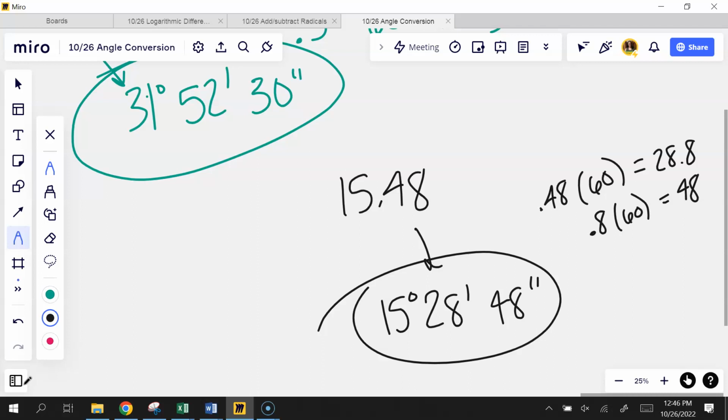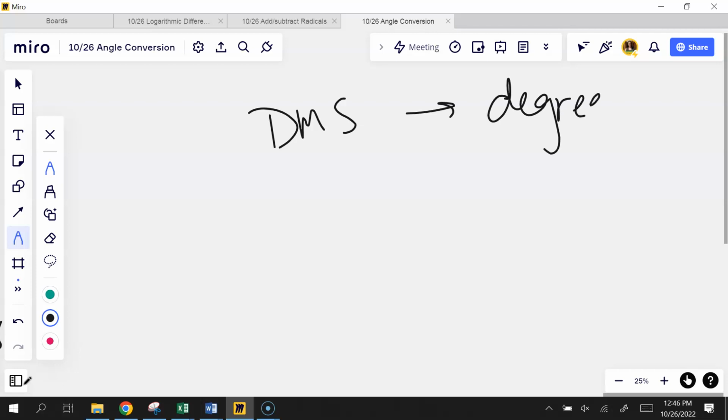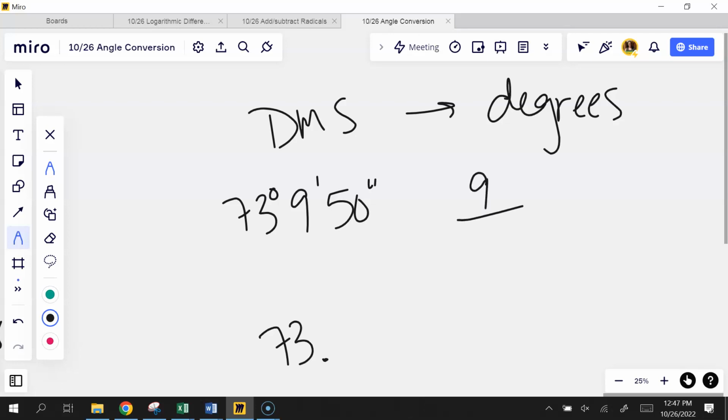Y'all okay? Do I need to do another one, or can you get those? I probably could have left this with you, but no, it's a little bit harder as we go through the I don't really think it is though. It's just opposite. If I go from degrees to DMS, I multiply, right? So from DMS to degrees, I divide. You're exactly right. So if I have 73 degrees, 9 minutes, and 50 seconds, well, I know that's 73 whole degrees, so I know it's going to be 73 point something, right? I take the 9 and divide it by 60.